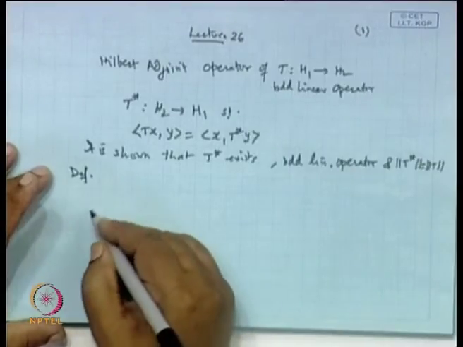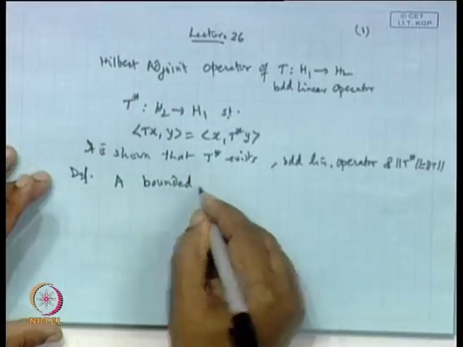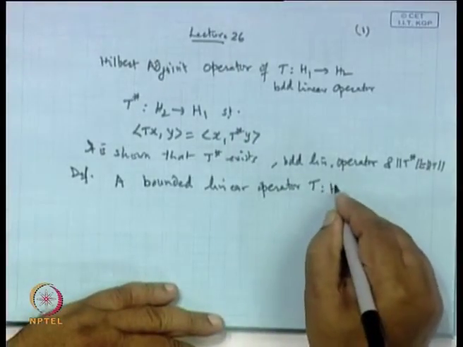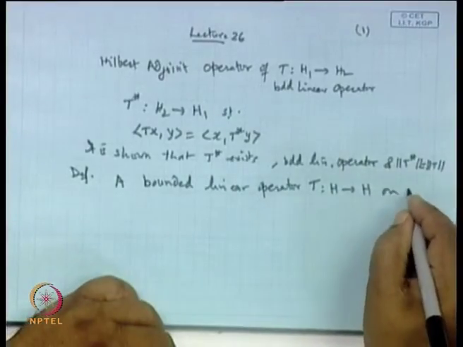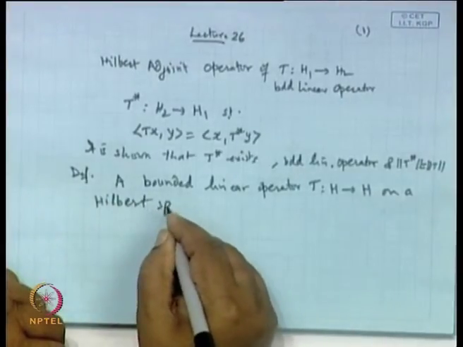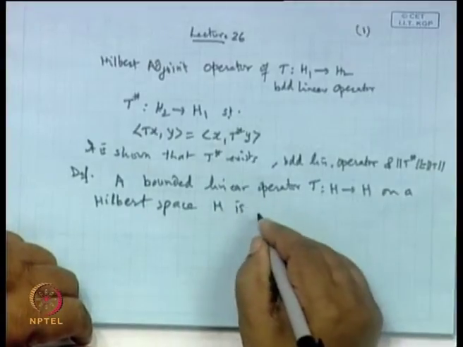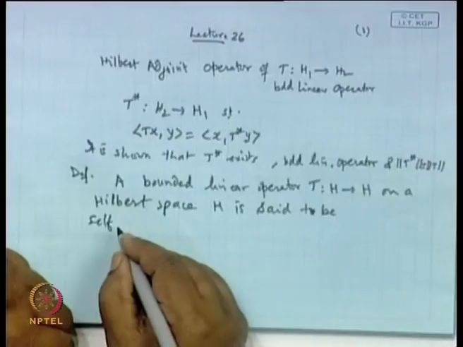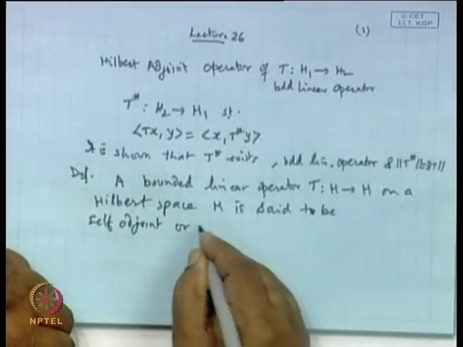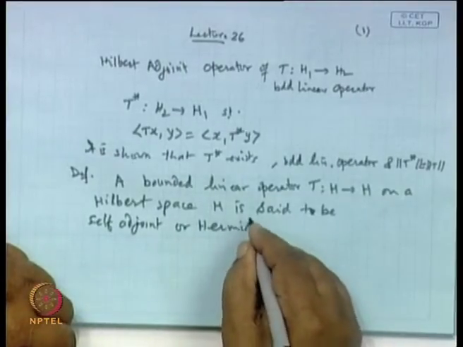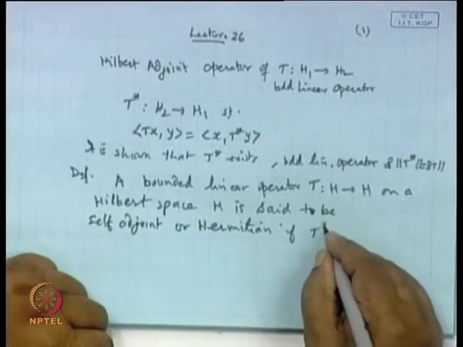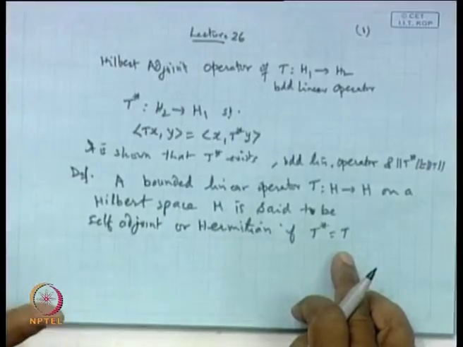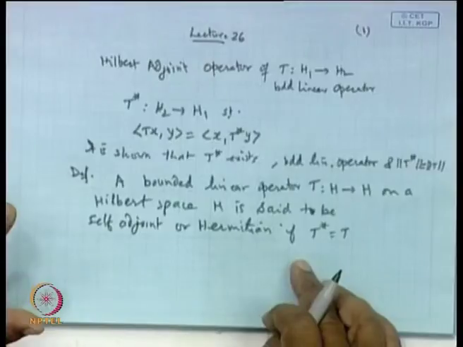A bounded linear operator T from the Hilbert space H to Hilbert space H, on a Hilbert space H, is said to be self-adjoint or Hermitian if T star equals T. That is, if the Hilbert adjoint operator of T coincides with the original operator T, then we say such an operator is a Hermitian operator or self-adjoint operator.